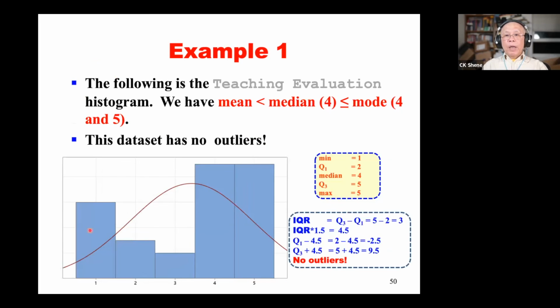Now, teaching evaluation. So the IQR: Q1 is 2, median is 4, Q3 is 5, maximum is 5. So IQR is 3. So IQR times 1.5 is 4.5. So the range goes from negative 2.5 to positive 9.5. Therefore, we don't have outliers. But if the number of bins extends to 10, definitely you will see outliers.